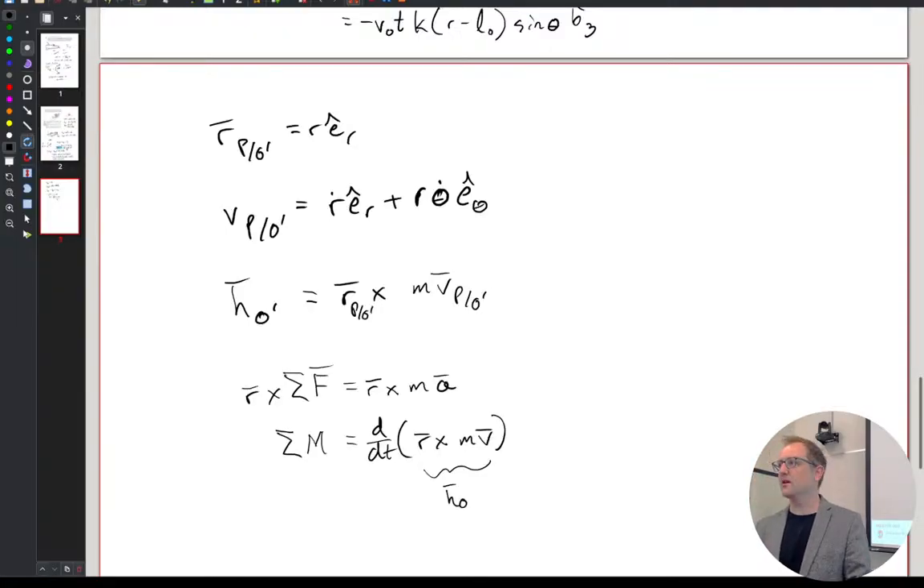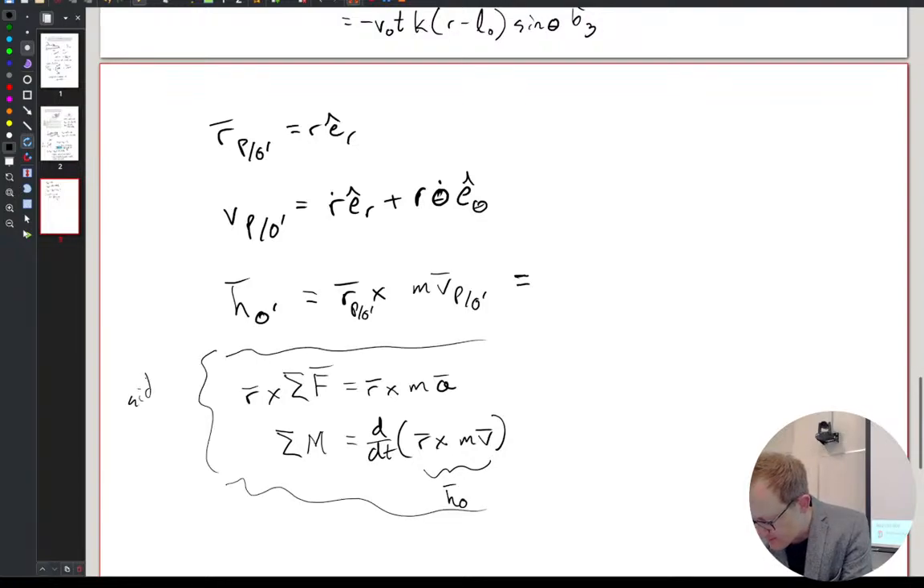And we're talking about those relative positions and relative velocities in this case, right? Side note.